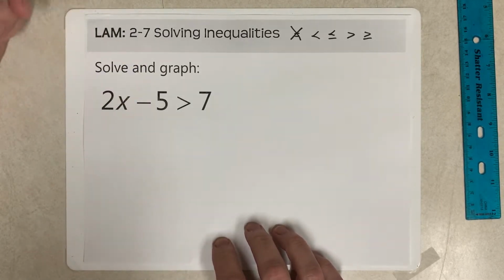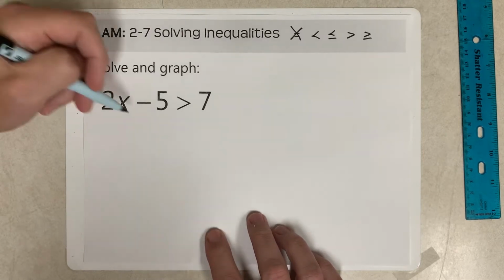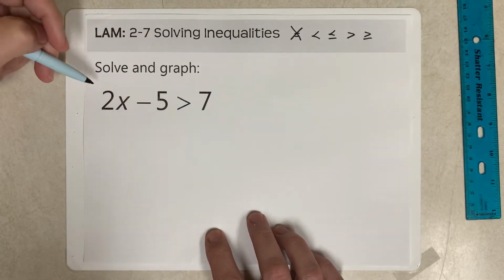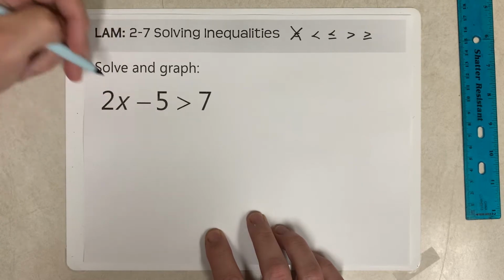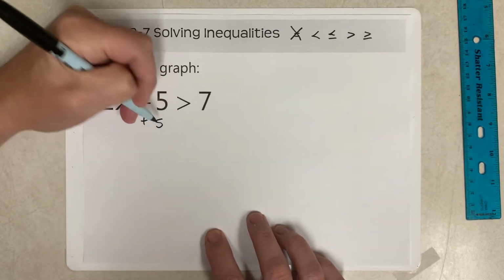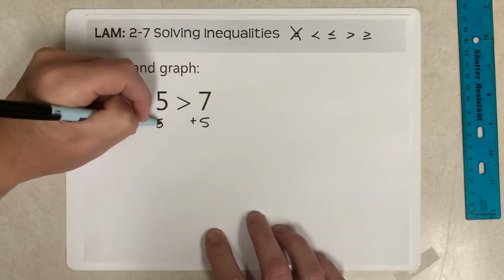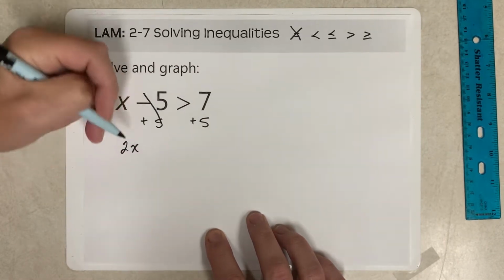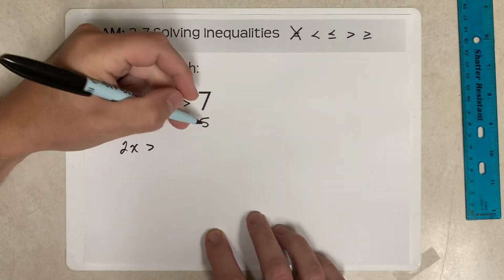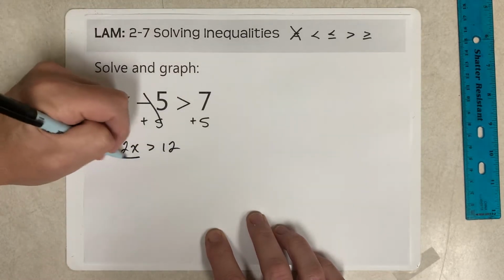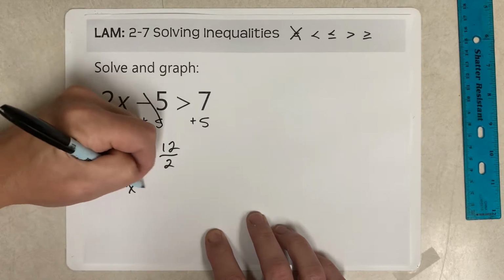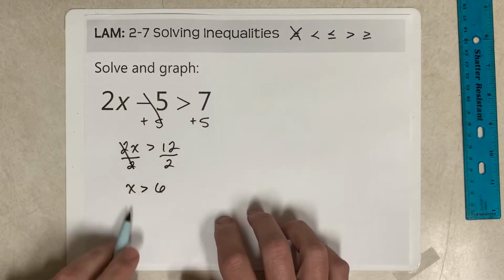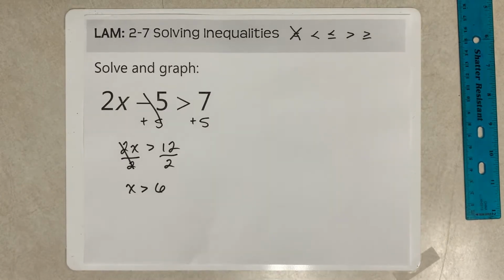All right, so we got 2x minus 5 is greater than 7. This would be a two-step equation, and we're going to solve these a lot like equations, with one exception, which I'll get into in the next example. The first thing you would do if this was an equation is you would add 5 to both sides. No problem, right? We all know that. You bring down your 2x, greater than 7 plus 5 is 12. And then you just divide by 2, no problem, just like an equation. And x would be greater than 6. Well, what that means is all real numbers bigger than 6. So that's a lot of numbers.